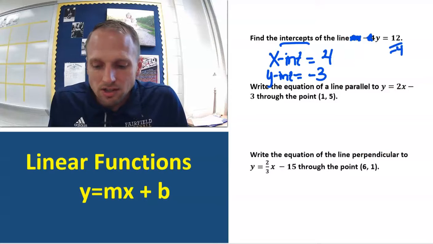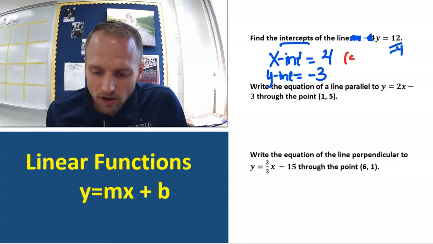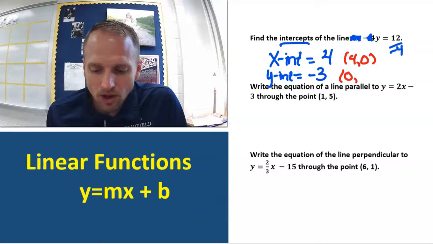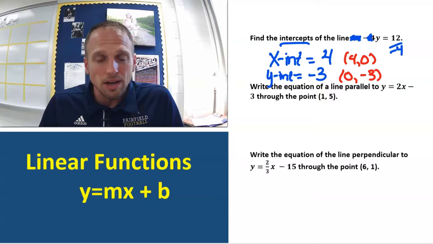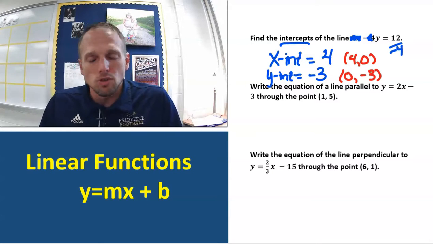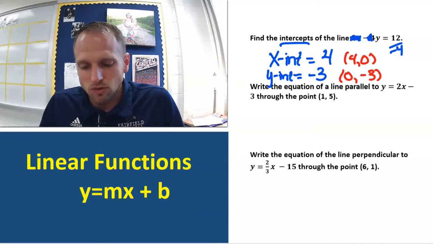Another way: x-intercept, the x was 4, and we knew that the y had to be 0. Y-intercept, the x is 0, and in this case, the y was negative 3. So two different ways you could write it. It doesn't really matter to me. Just understand how it is that you find that.